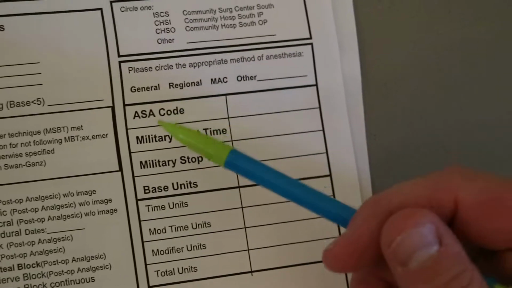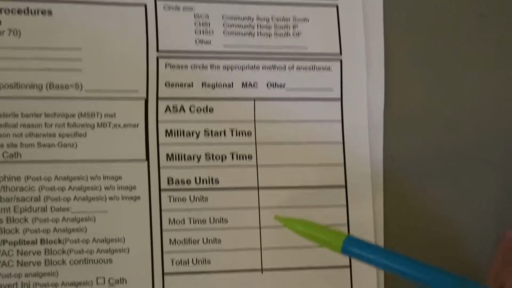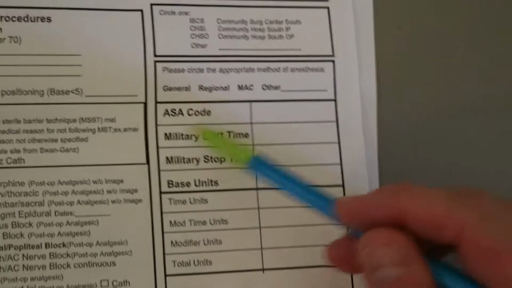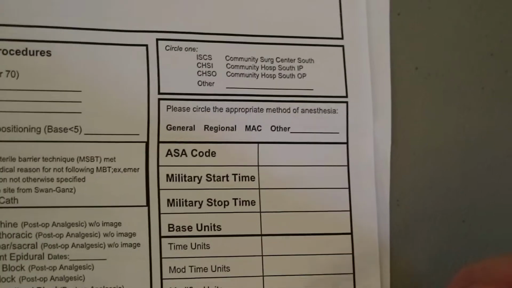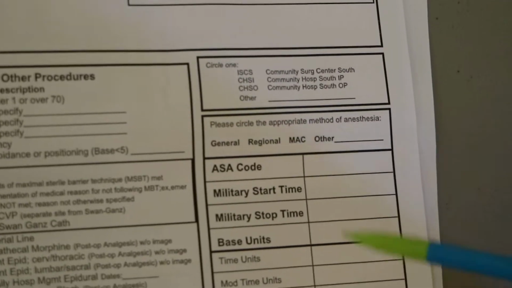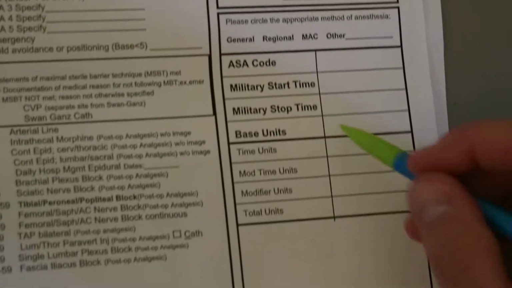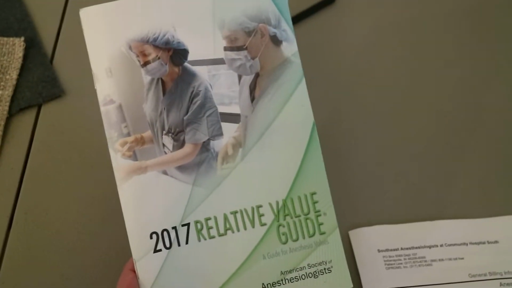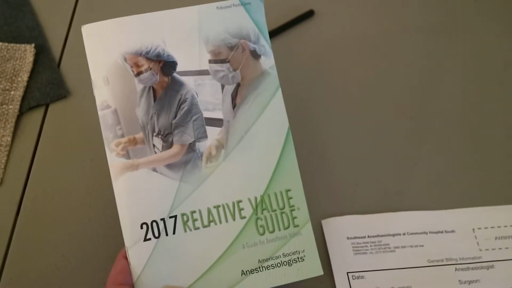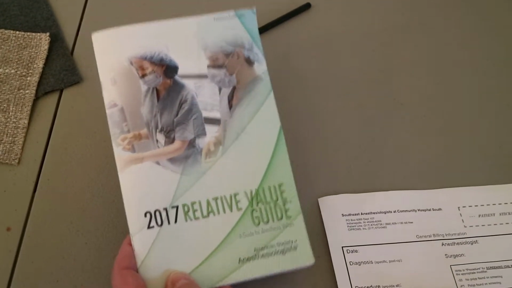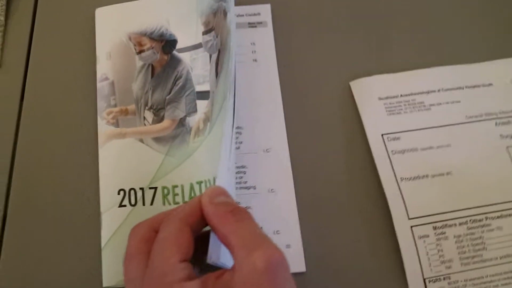As far as the right side here, this is self-explanatory. Please try to circle one of them that applies. We ask that you do not fill out the ASA code. I know some of you are familiar with these codes, but we're relying on our billing company, based on our diagnoses, to put that code in. Please place the base units. You can use the 2017 RVU guide that we should have in every anesthesia drawer. All the information should be in there.